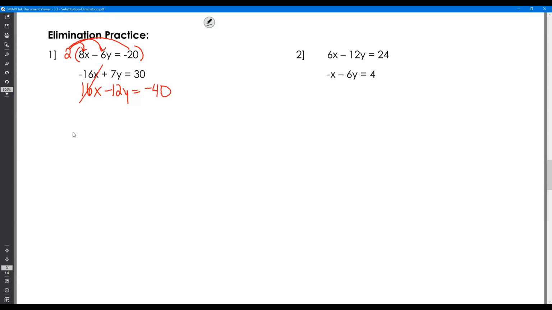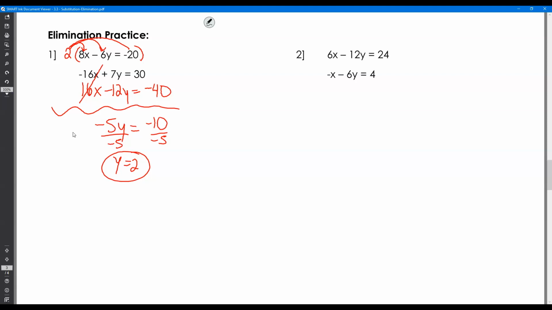My x's could now cancel. When I clean up my y's, I have negative 5y and negative 10 left over. This process is the elimination process. Multiply one of the equations by a number that allows you to eliminate one of your variables. From here, we would solve for y. Y equals 2. And then we would take the 2, plug it into one of the original problems, and solve for x. Let's take a look at question number 2.